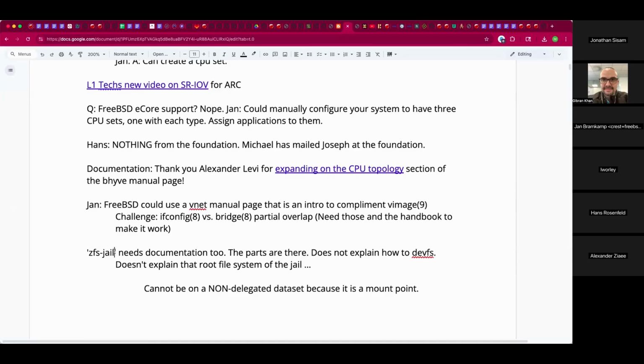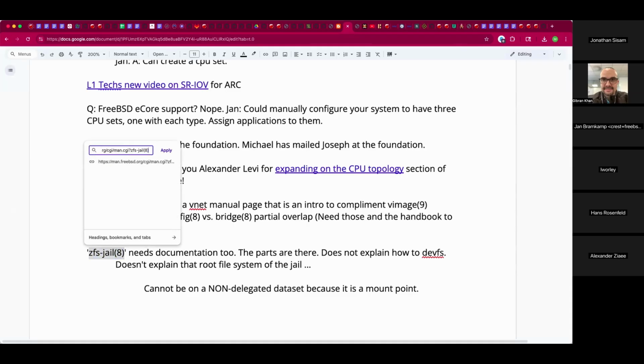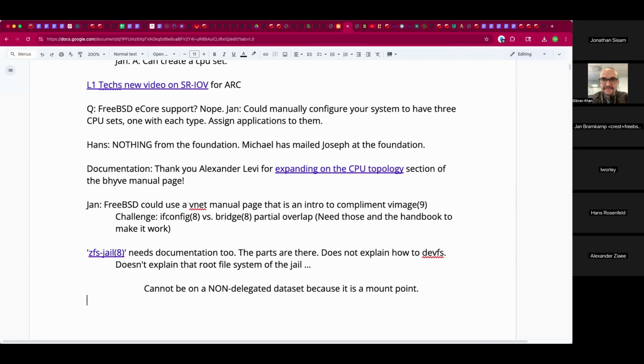Normally. So that way, let's say you want to run some kind of file server in a jail. Totally reasonable. But what if the file server wants to manage its own snapshots?